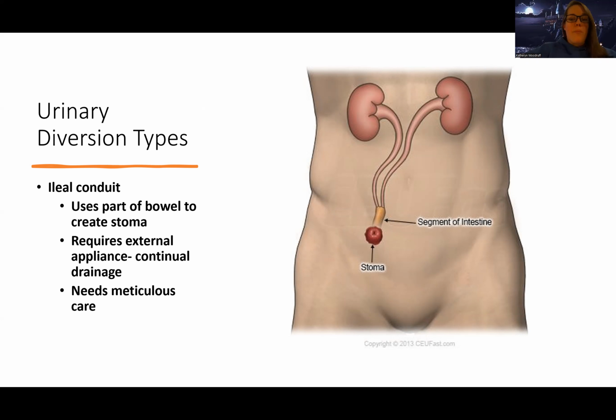Now you are going to be continuously leaking urine from this all the time, so you have to have an external appliance. You're going to have really meticulous care. You need to watch closely. One downside anytime we're taking out part of the bowels is that there is risk for bowel issues. And I think your book talks about that because urine is caustic.